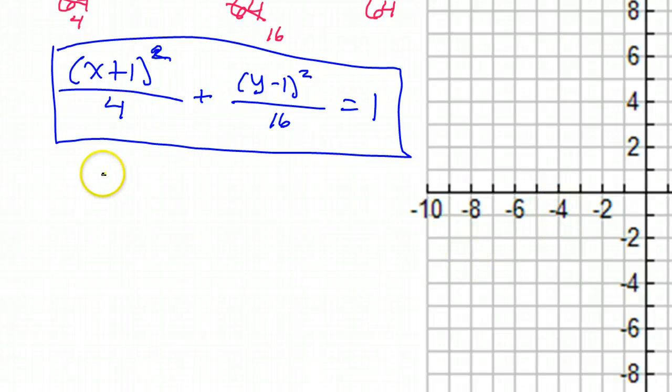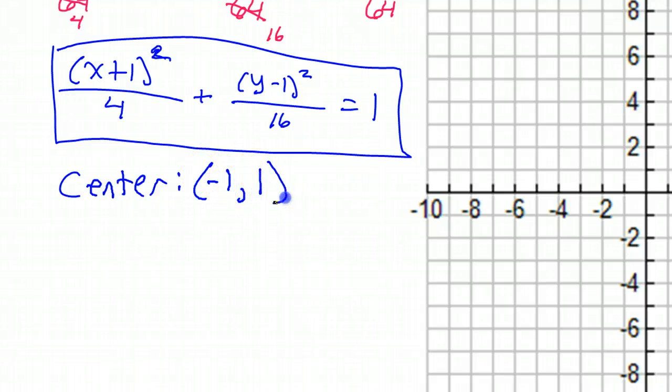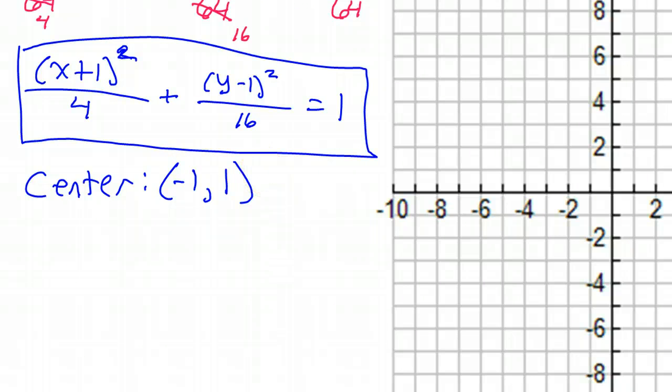All right. Now, first of all, the center. The center is going to be the opposite of this, opposite of that. So that's going to be -1, 1. There's your center. Okay. Now, we've got our a squared and our b squared. So a is 4, based on the a squared, and b is 2. This 4 tells me where to go.